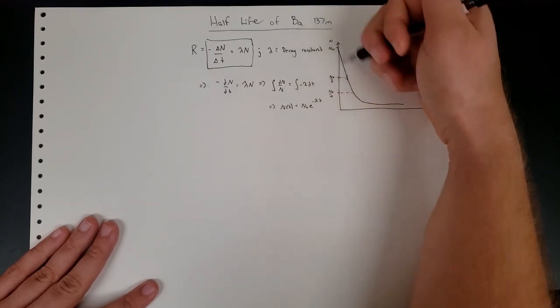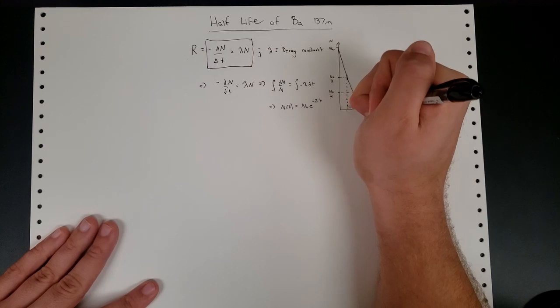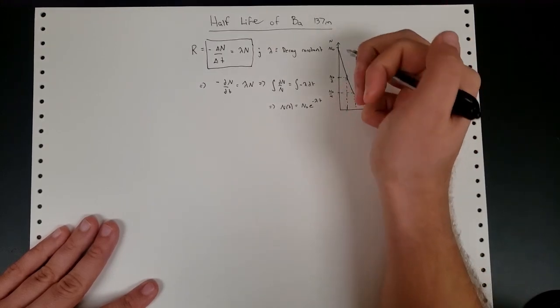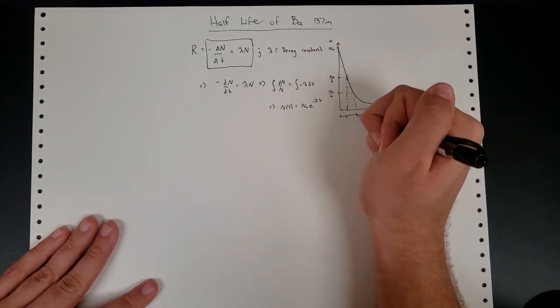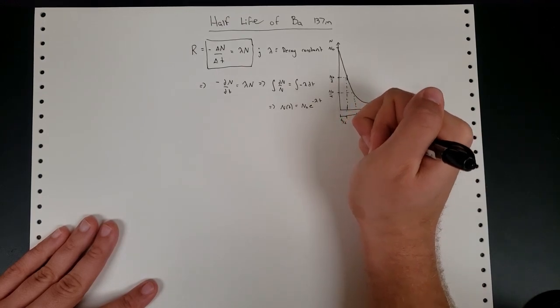So this is not a very well drawn exponential, but you can get what I mean. If I take this point down and I take this point down, the distance from N naught to N naught over 2 and the distance from N naught over 2 to N naught over 4, those distances are the same, or those times are the same, and we call those the half-life.